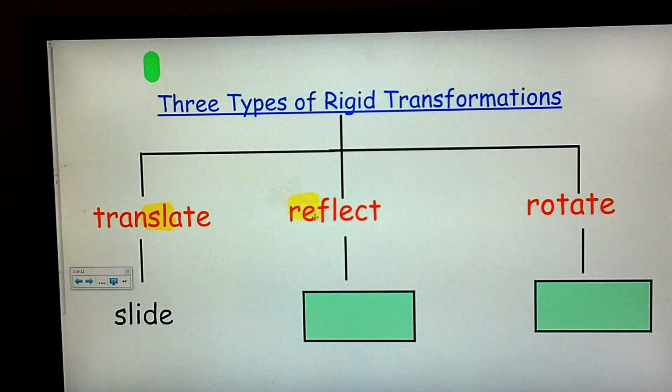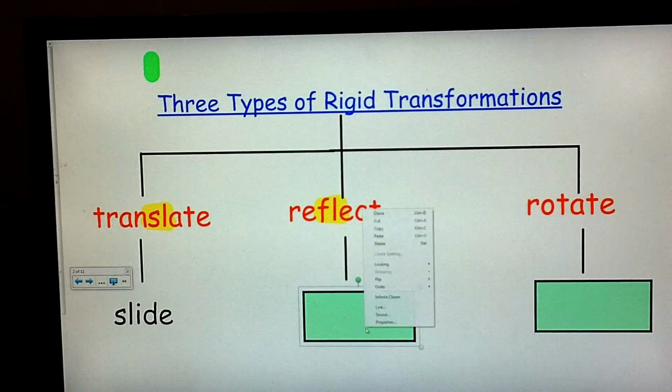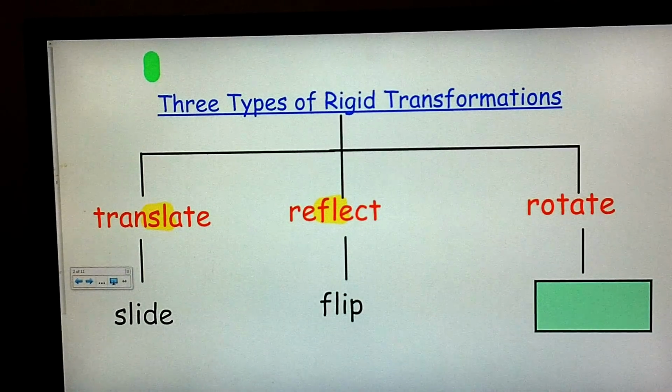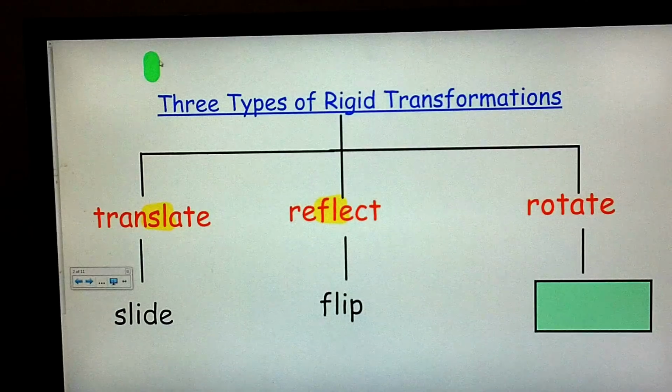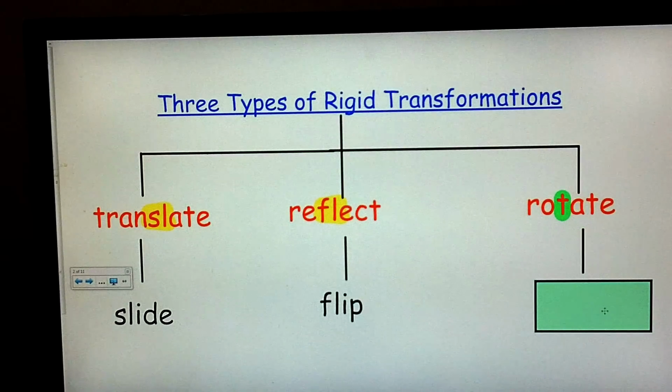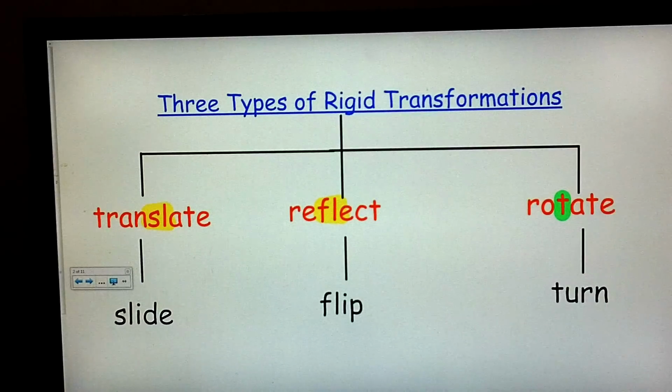Reflect, their middle letters are F and L. Reflect is a flip. I can reflect things up, down. I can reflect it over an axis, which we'll talk about as well. And then the final rigid transformation is a rotation. Middle letter here is T. Rotate means to turn. For the next few days, this is what we're going to be focusing on, and then we'll take it and apply it to some of the things in real life.